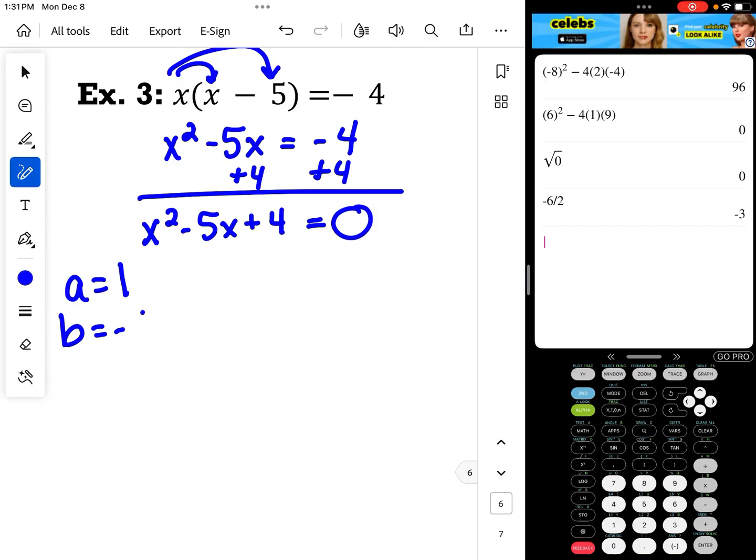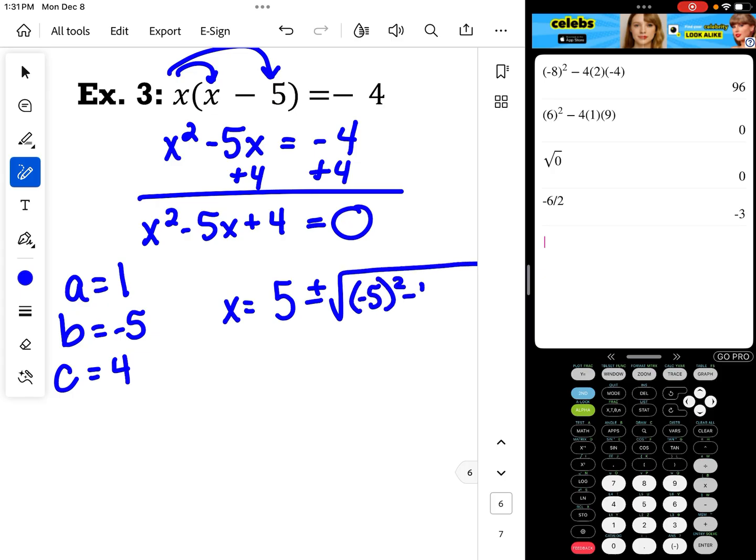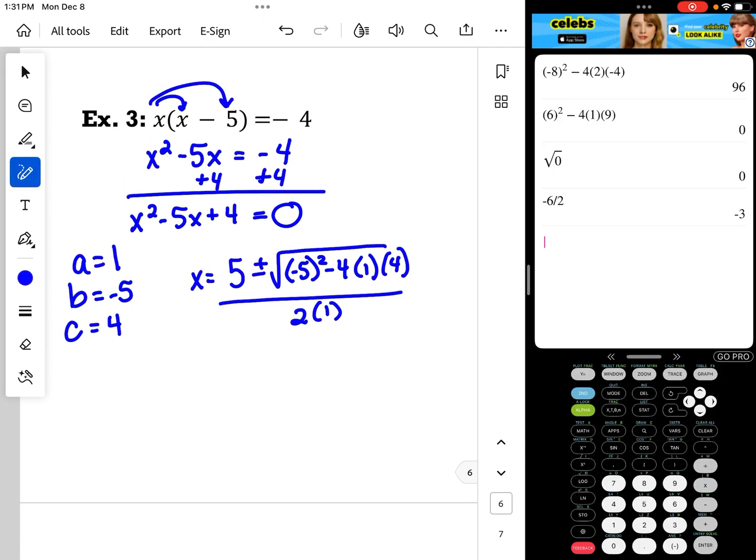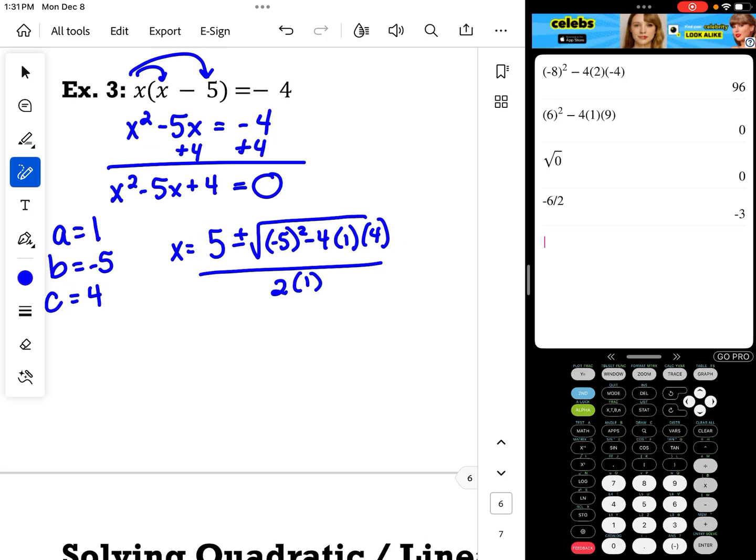All right, so if you're lost, here we go. Got your A, B, and C. Y'all with me? Pay attention even if you got it. Look up here. X equals negative B plus or minus the square root of B squared minus 4 times A times C all over 2A. All right, so are we there at least?